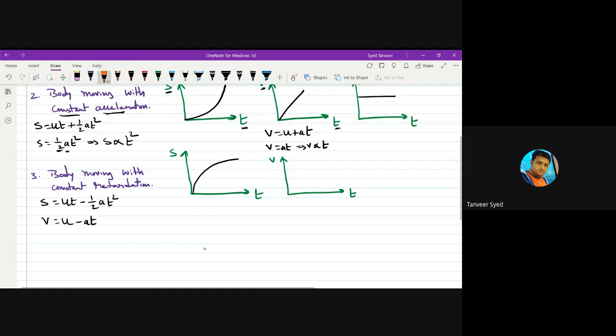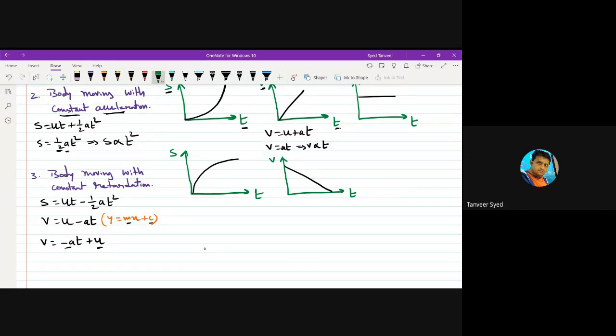Then you can compare this with y equal to mx plus c, where c is the intercept. I will rewrite this equation as v is equal to minus at plus u. In place of m, you have minus a. In place of c, you have u. So slope is negative, minus a, and y-intercept is positive. The shape of the graph will be a straight line, which will be like this. Negative slope, positive y-intercept.